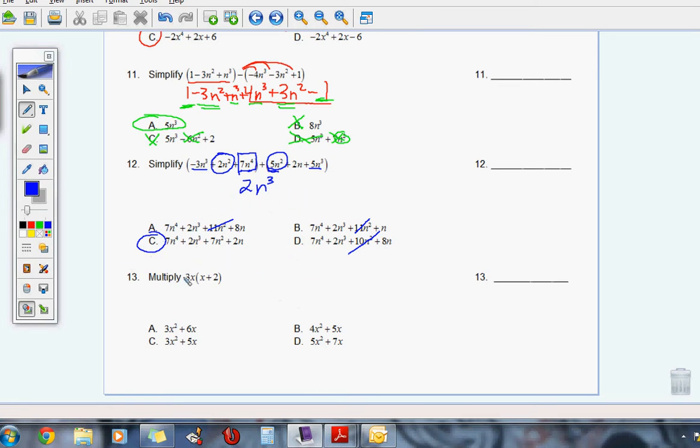Number 13 has a monomial times a binomial, so we distribute, and for the first time on this quiz, we start with the polynomials here, we start changing the exponents. So that's really 3x times x. 3x times x is actually 3x squared. And then when we bring the 3x through, that's a plus 3x times 2, or a positive 6x. And if we look at our choices, that's actually choice A.